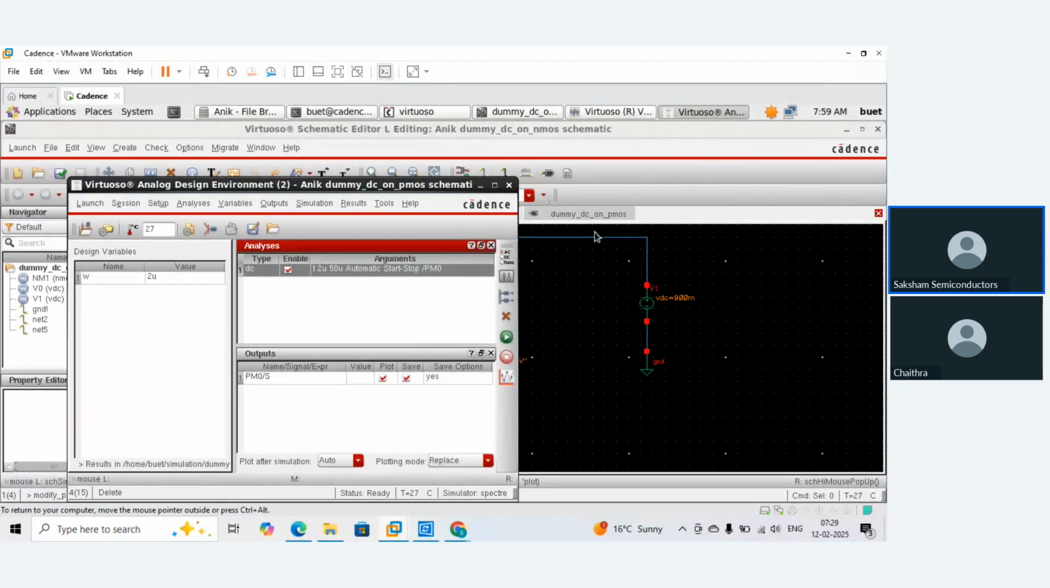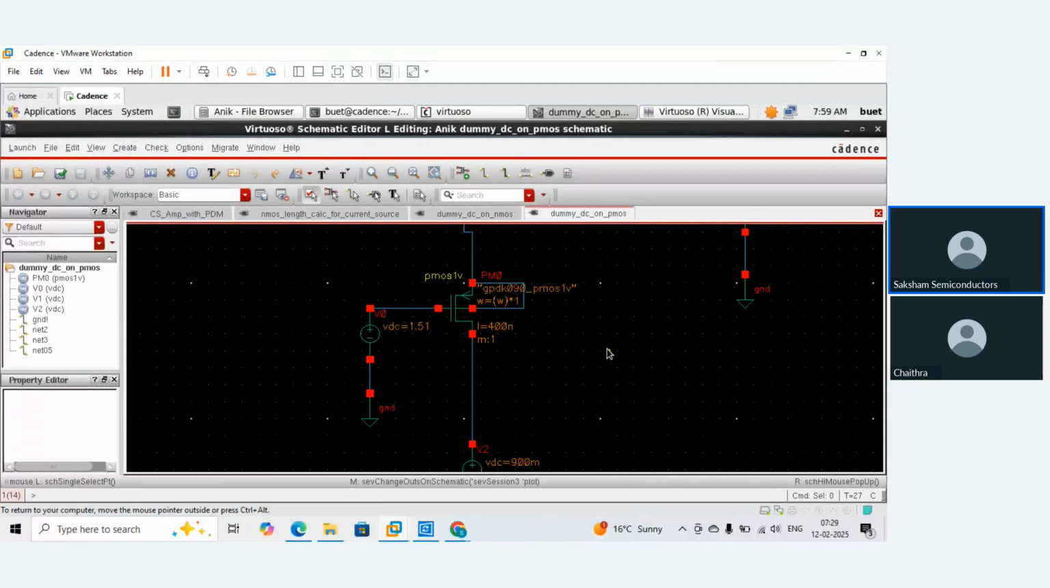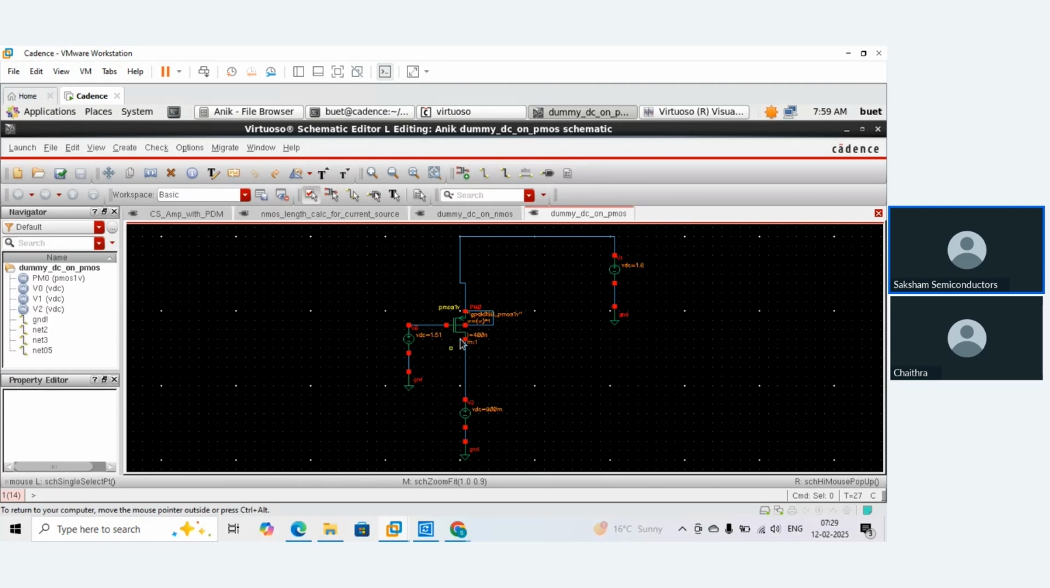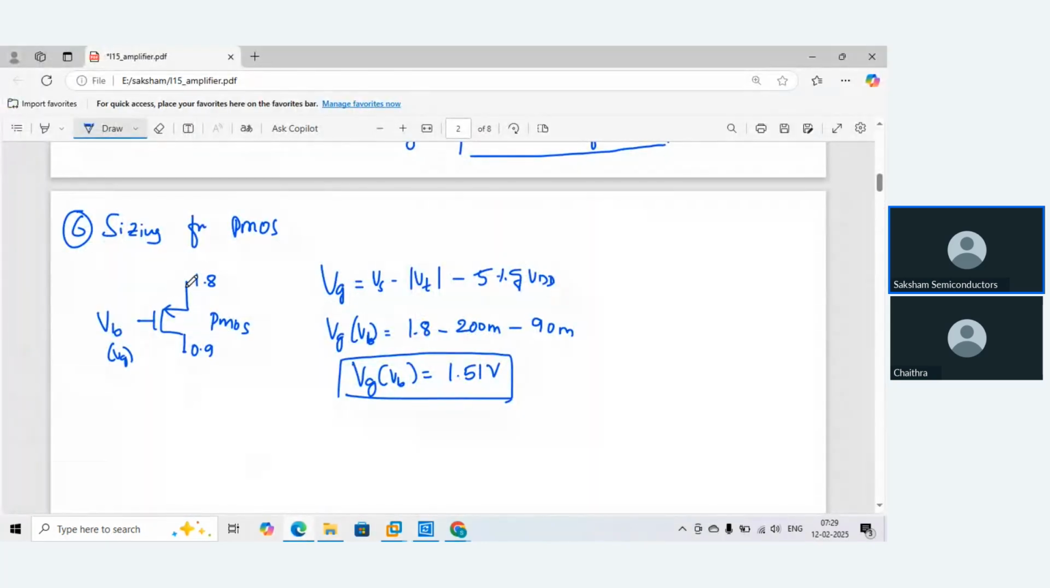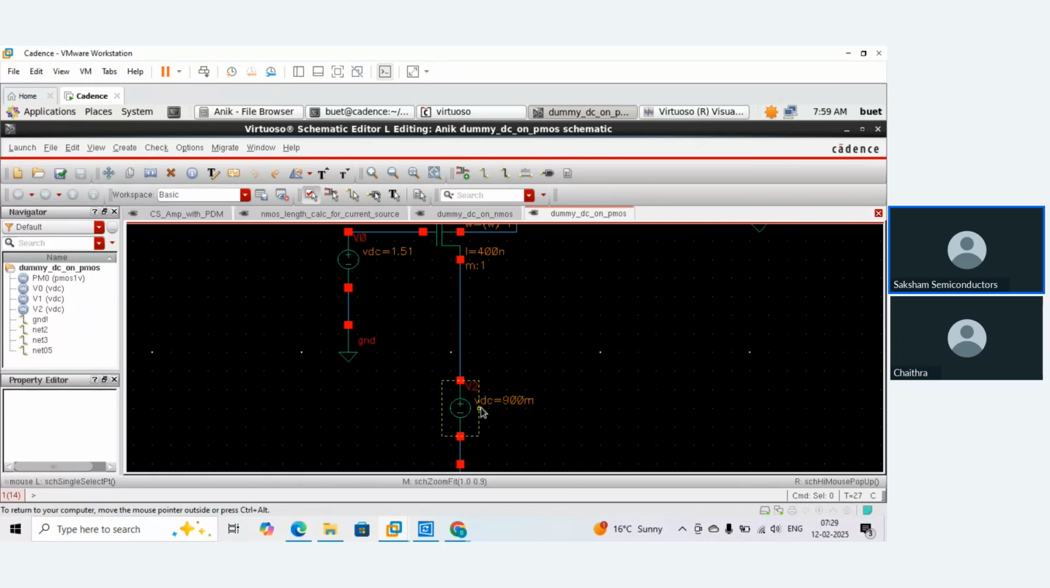Let me close all these things. So let's get into it. I already have the figure ready with me. This is my figure which I just drew over here. See, the upper source is at 1.8, and the drain is at 0.9. Exactly the same way I have written over here. This is at 0.9, which is nothing but 900 milli.